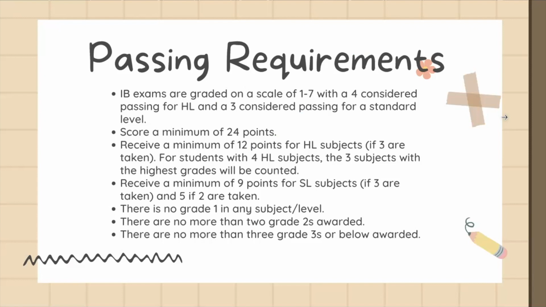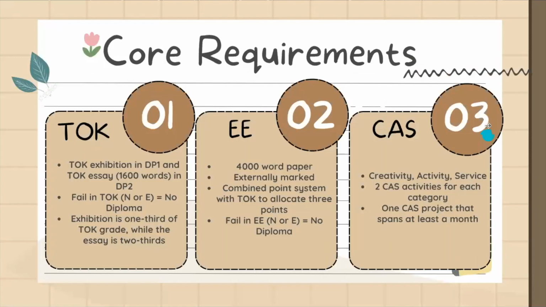For if you are taking 3 HL subjects, you'll have to score a minimum of 12 points. But if you're taking 4 HL subjects, the 3 subjects in which you score the highest will be taken into consideration for those 12 points. As for SL subjects, if you're taking 3 of them, you'll need to score a minimum of 9 points in total. And if you're taking 2 of them, you'll have to score a minimum of 5 points. And there should be no grade 1 in any subject, no matter whether you take SL or HL. And there should not be more than 2 grade 2s awarded, SL or HL, and no more than 3 grade 3s or below awarded. Same again, SL and HL.